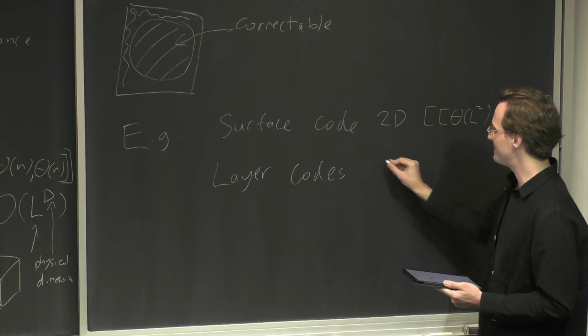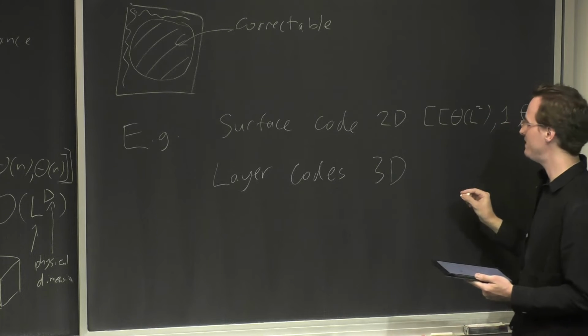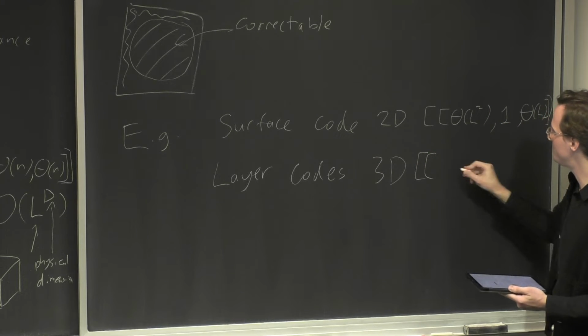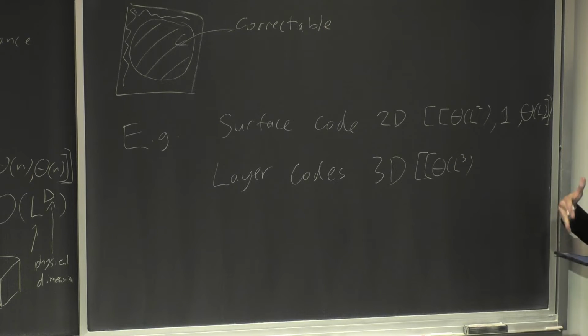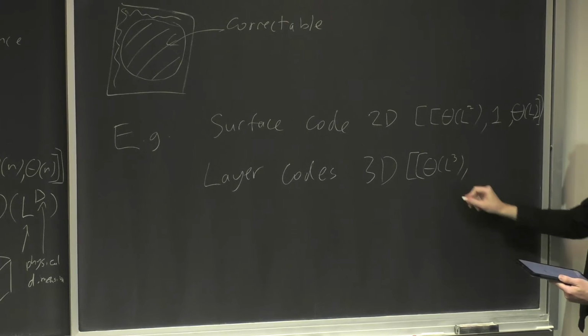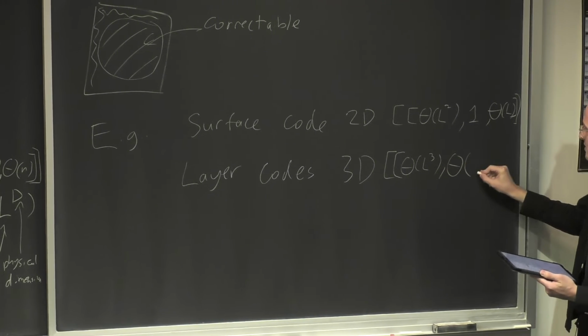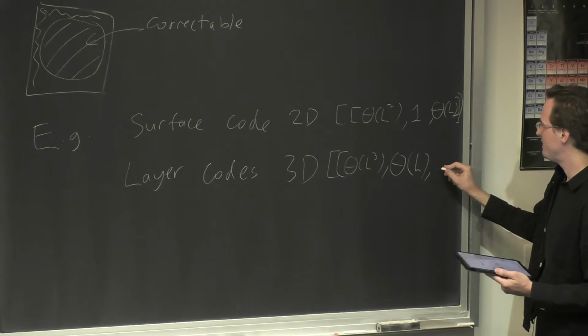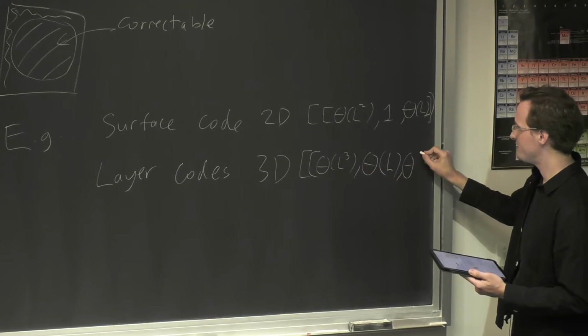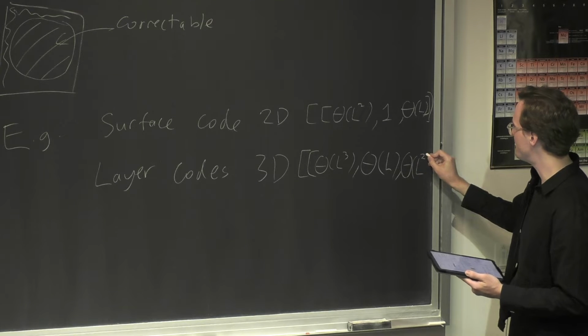And amongst this class, there are families. So they live in 3D. And the main result is that you're in 3D, you have an L cubed kind of growing number of qubits in this sort of cube that this thing's going to live in. The number of encoded qubits is going to go like L, which is the best you can do. And the distance is going to go like L squared.